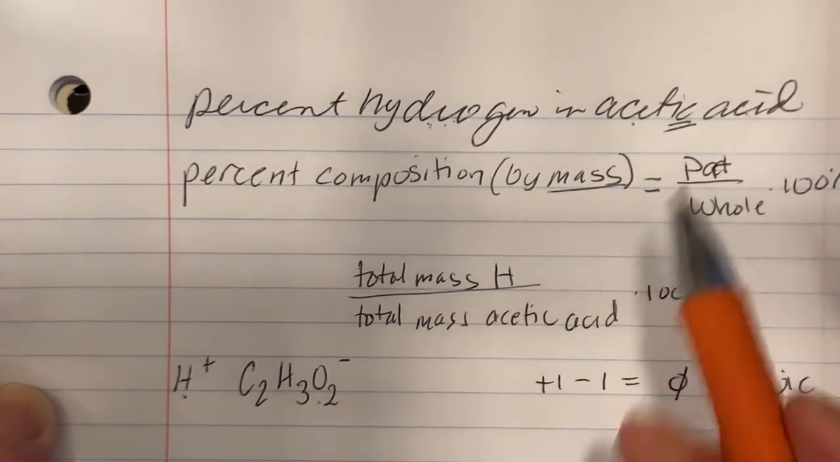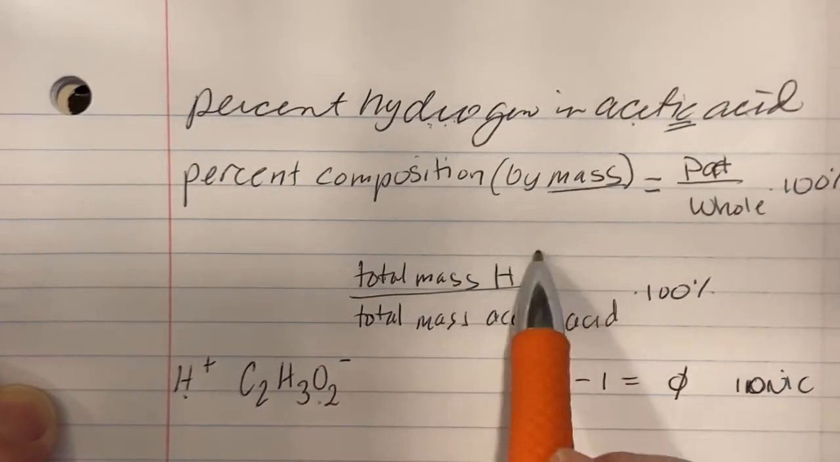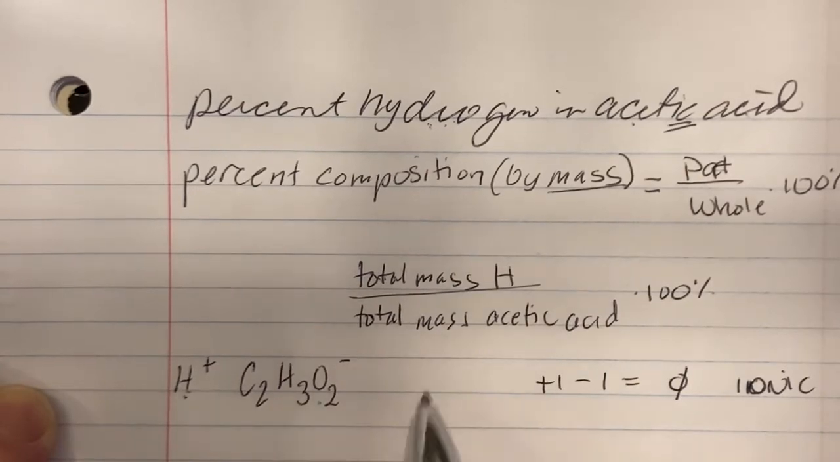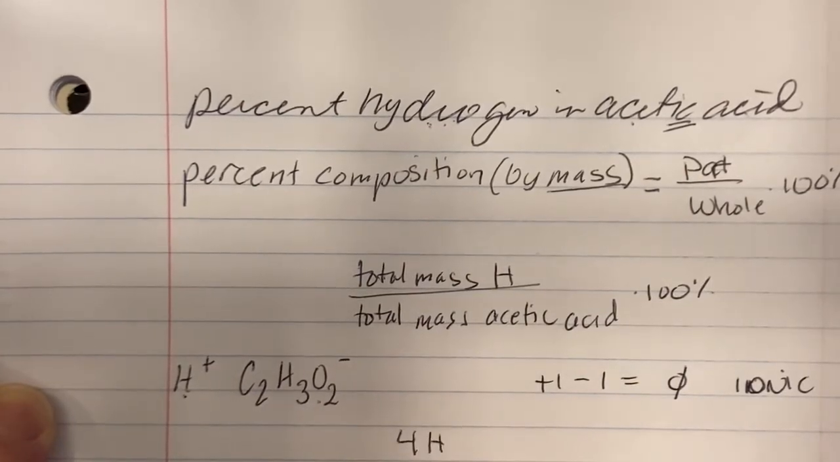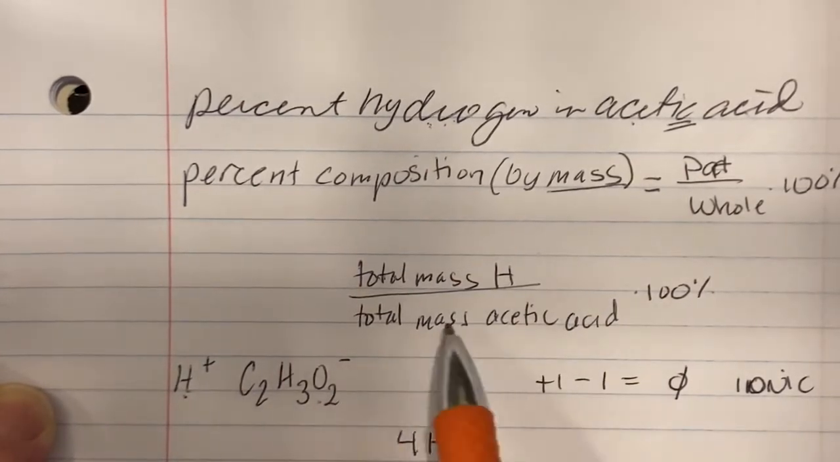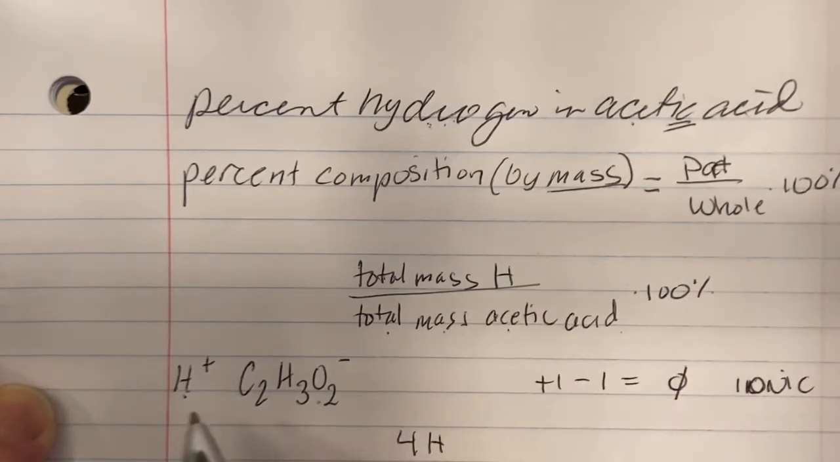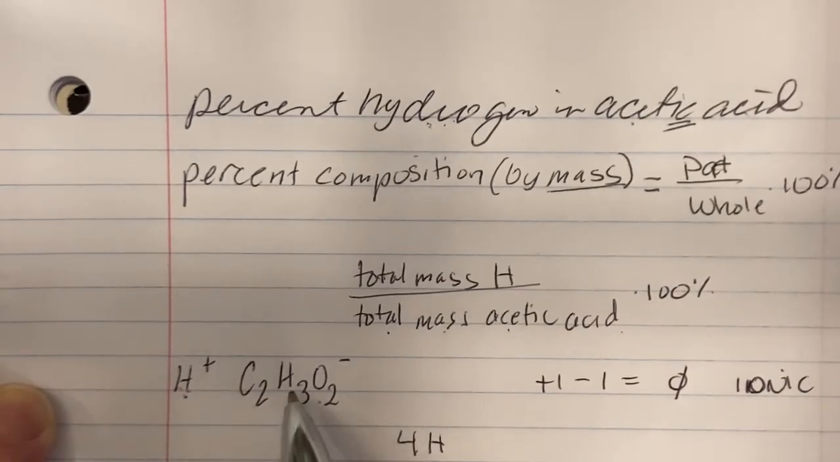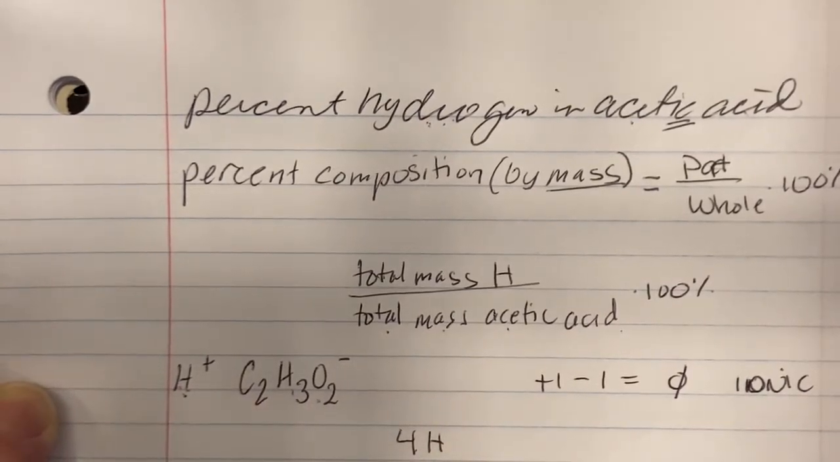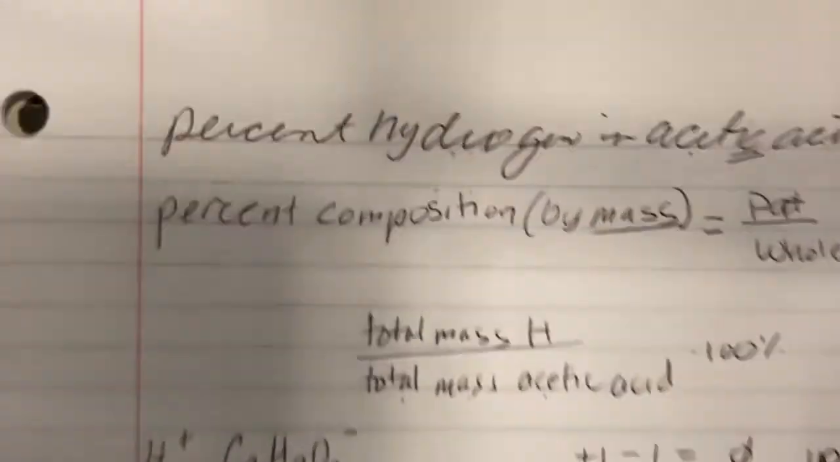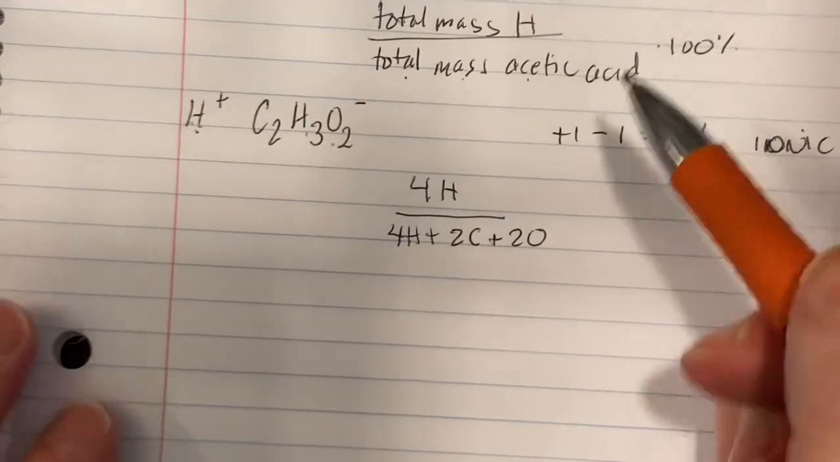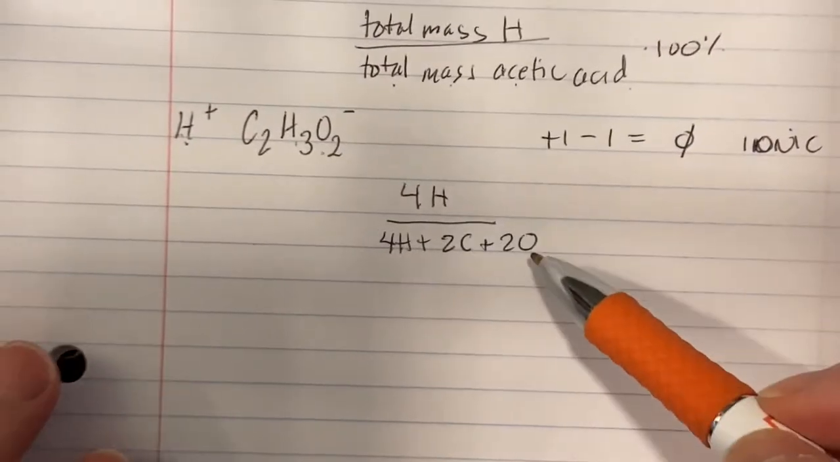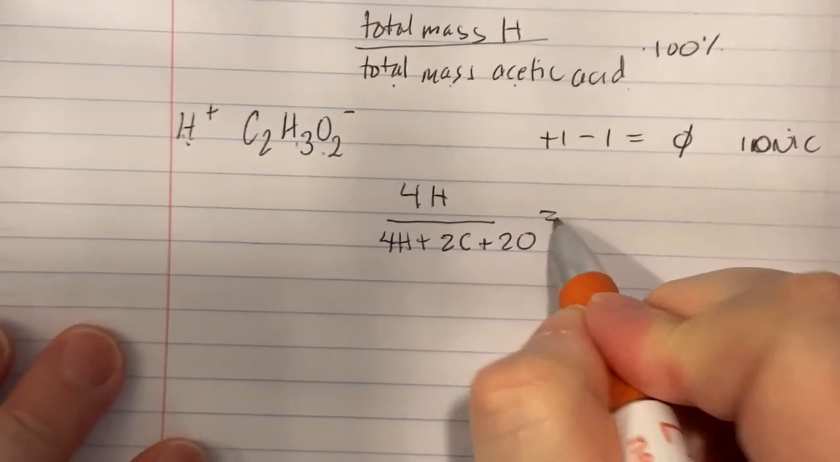Okay. So now I go back to my formula. Total mass of hydrogens. How many hydrogens do I have? I have 4 hydrogens. And total mass of the acetic acid: 4 hydrogens, 2 carbons, and 2 oxygens. Even though the hydrogens are in 2 different places, they're still hydrogen. So if you wanted to keep it separate, you could, but I like to put it all together as 1. So the part is hydrogen over the whole acetic acid.